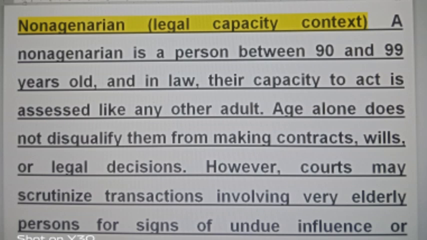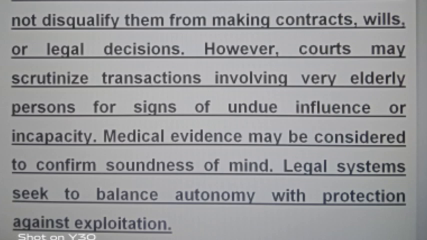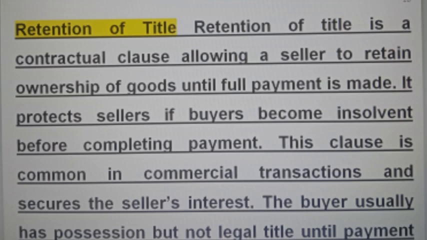Age alone does not disqualify them from making contracts, wills, or legal decisions. However, courts may scrutinize transactions involving very elderly persons for signs of undue influence or incapacity. Medical evidence may be considered to confirm soundness of mind. Legal systems seek to balance autonomy with protection against exploitation.